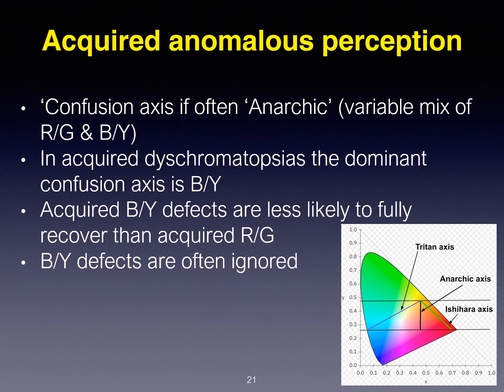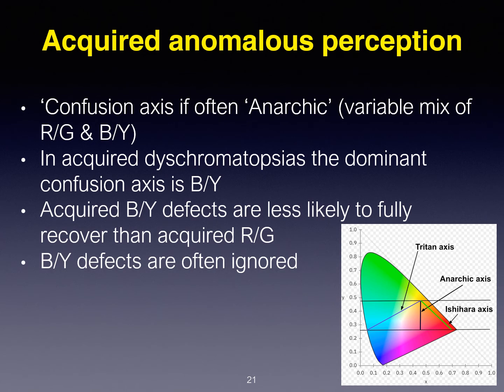In the case of acquired anomalous perception, the defect is seldom simply a red-green confusion axis, and in the case of inflammatory optic neuropathies, it is almost always more significant in the blue-yellow than in the red-green confusion axis, even though the red-green axis is the one most commonly measured clinically.